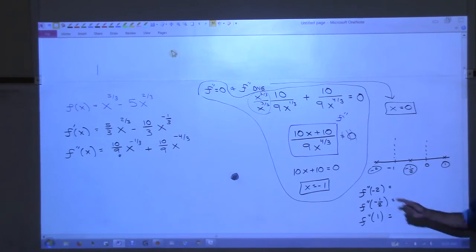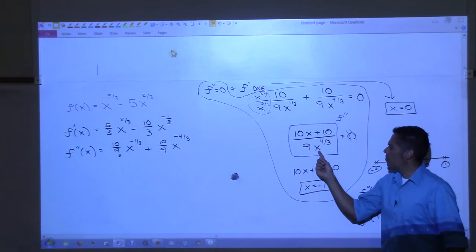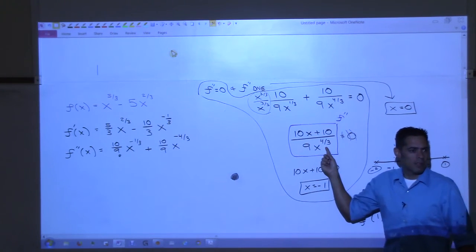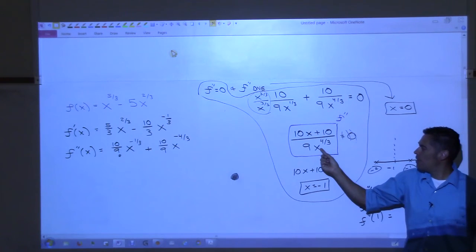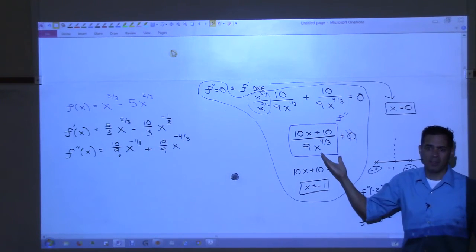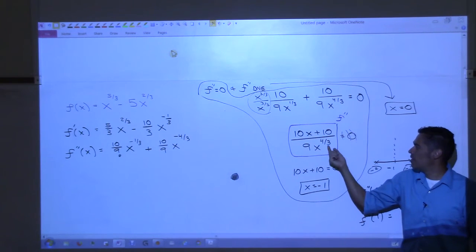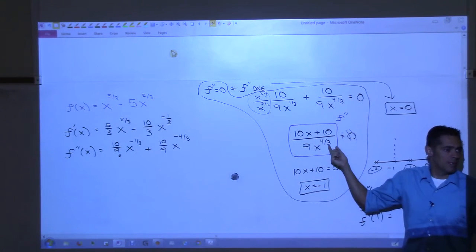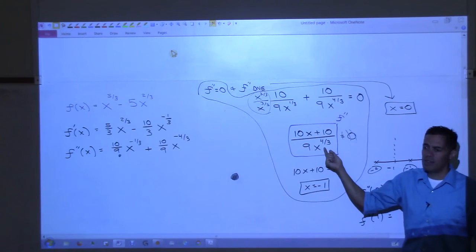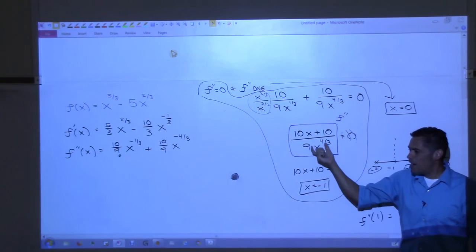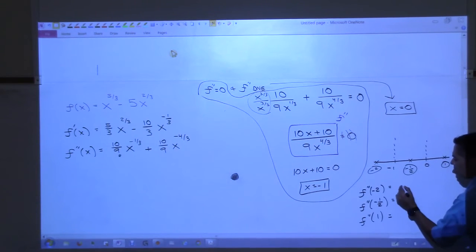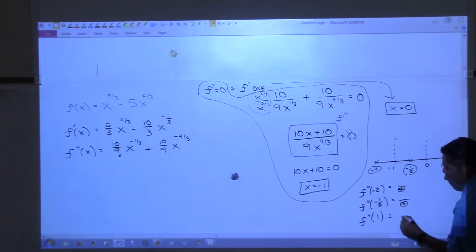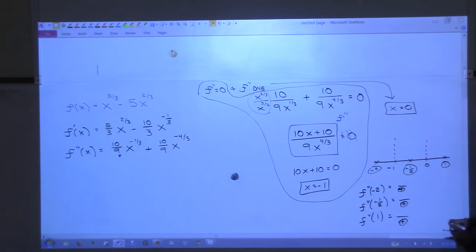Now, I want you to pay attention to something in the denominator here. This x to the 4/3 really means the cube root of x to the 4th power. When you do x to the 4th power, it's going to be positive. And when you take the cube root, it's still going to be positive. So would you agree that 9 times a positive number is always positive? So the denominator we really don't need to worry about. It's always going to be positive. So in all of these, it's positive on the bottom. We just need to figure out what's happening on top.